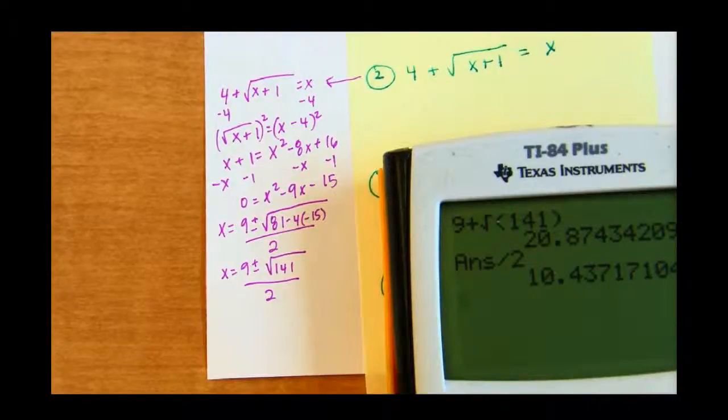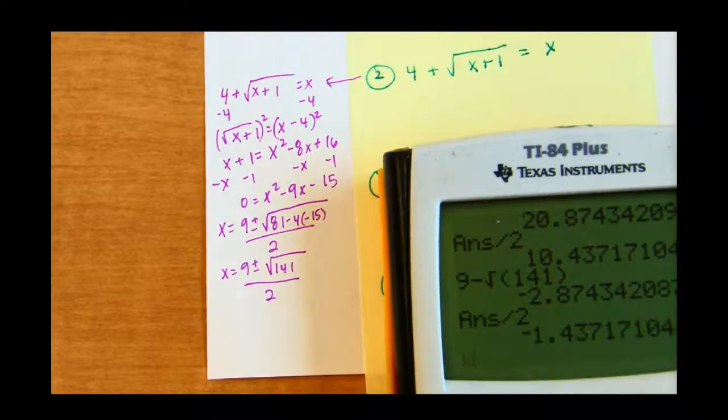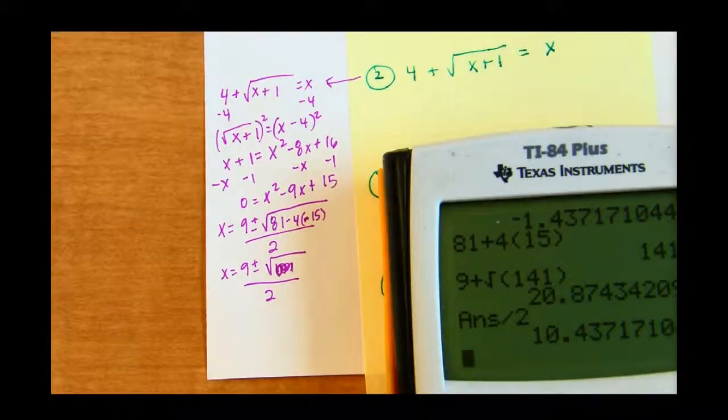So let's try my minus route. 9 minus the square root of 141. That gives me this whole thing, and if I divide it by 2, I get a negative 1.43. That didn't make sense, and you probably caught my mistake.